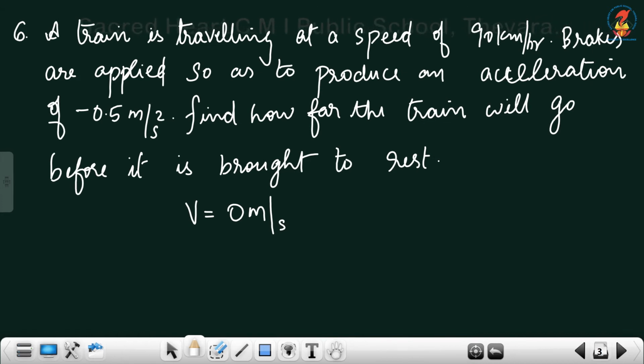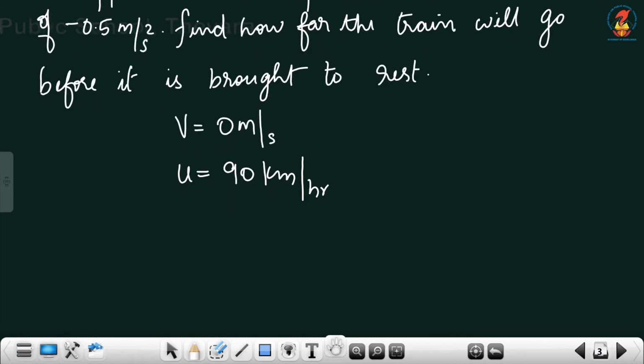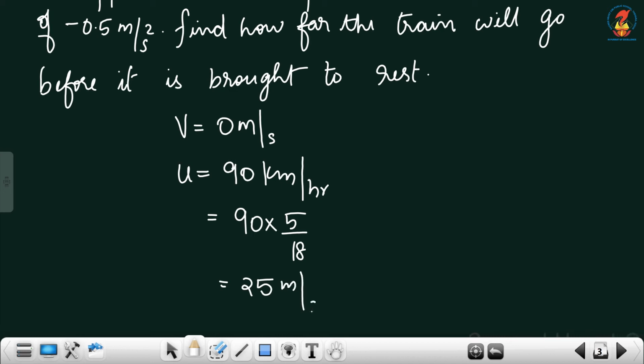Now, initial velocity is given, U equal to 90 km per hour. How will you convert it into meter per second? 90 into 5 by 18. You will get the answer as 25 meter per second. This one will go 5 times. So, 5 into 5, 25 meter per second.